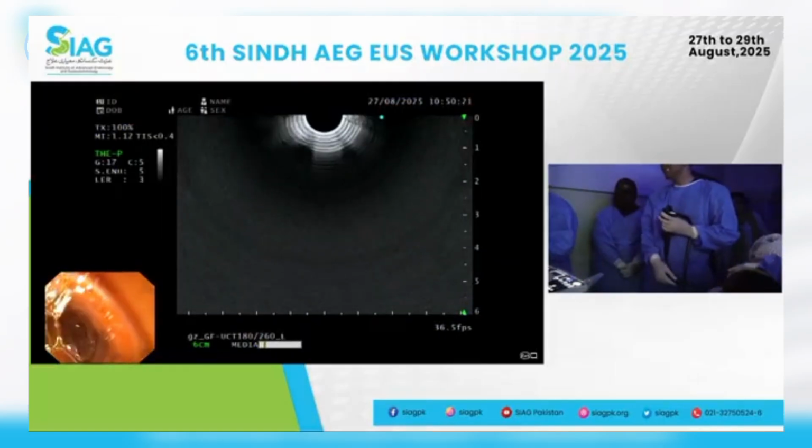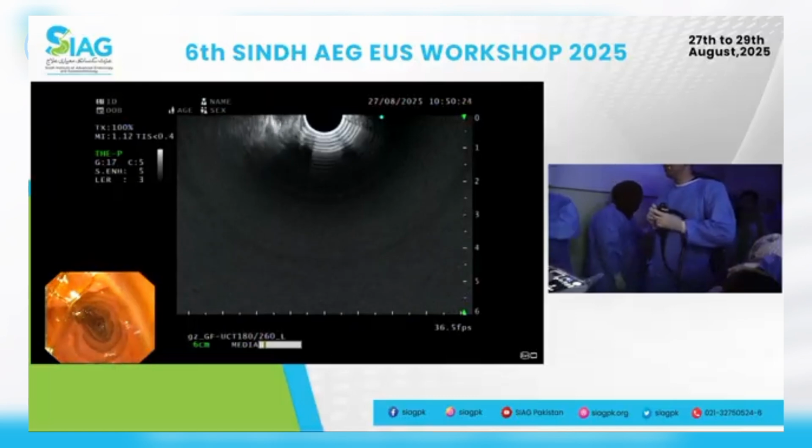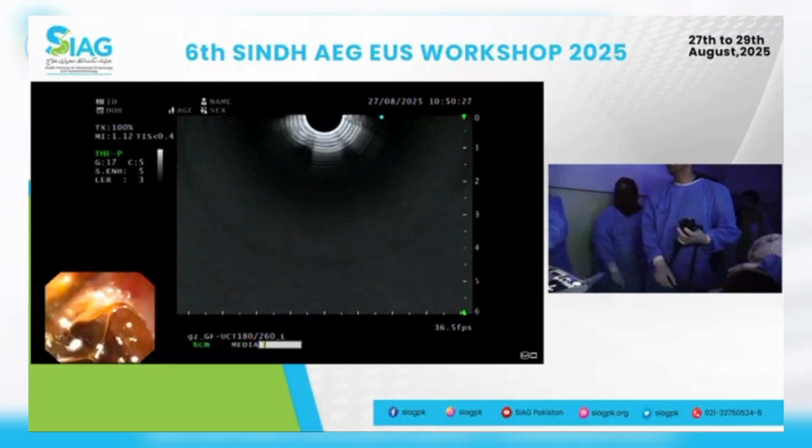We're using CO2, aren't we? Akram bhai, are we? हाँ जी जी जी बिल्कुल.